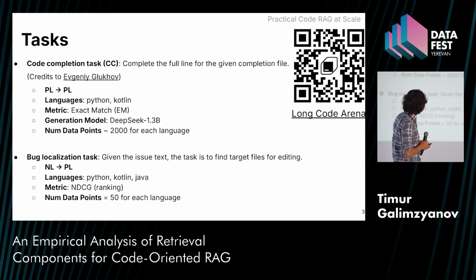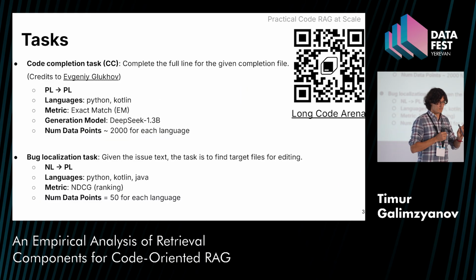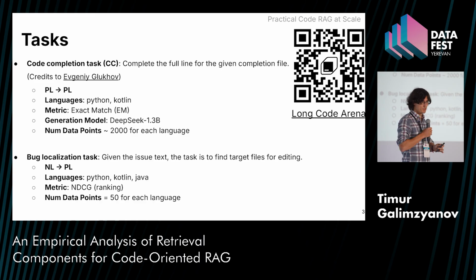Yeah. So let's begin. To benchmark the retrieval, we use two tasks that mimic real-world scenarios. The first task was code completion. Given the repository state, the task is just to complete one line of the repository. We used the code completion dataset. Kudos to Zhenya Glukhov, who gathered this dataset. He's sitting here today. The main languages were Python and Kotlin. The metric was exact match. There were about 2,000 data points for each language.